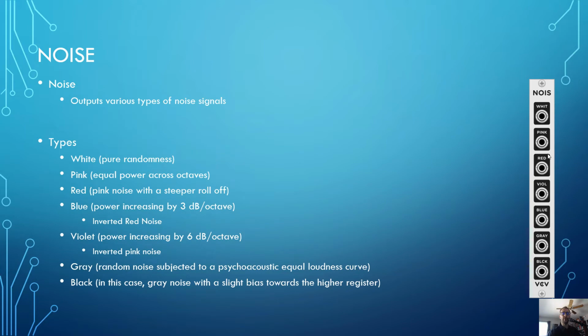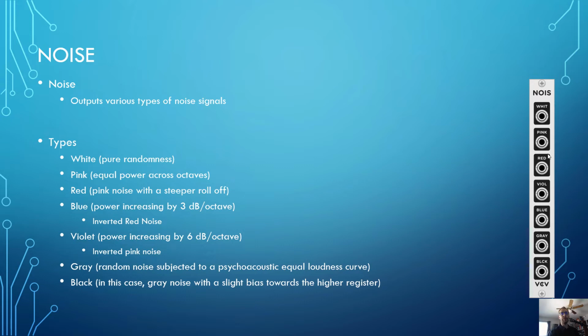There is an additional noise generator called noise that you should be aware of, which just outputs noise. There is no input, it's all outputs, and you have different types of noise, like white noise, which is pure random frequencies occurring across every frequency simultaneously. Pink noise, which applies equal power across the octave bands. So it's going to sound slightly more bassy than white noise.